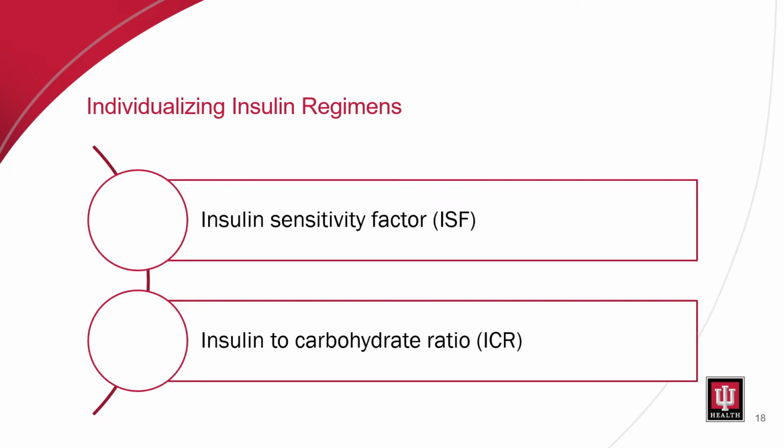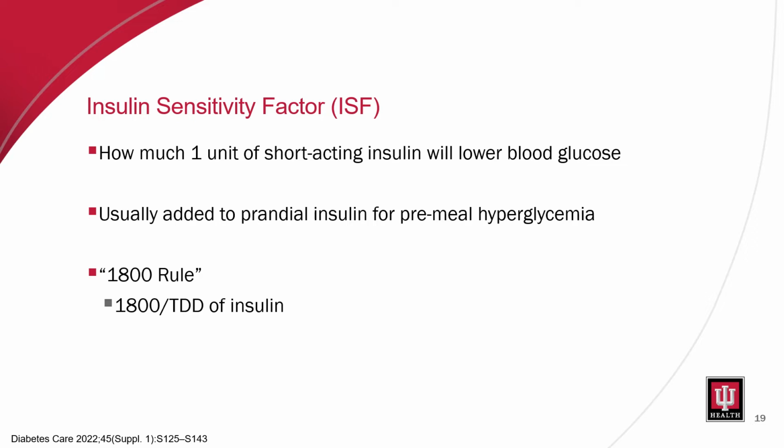We can further individualize our insulin regimens through the insulin sensitivity factor, or ISF, and the insulin to carbohydrate ratio, or ICR. Our insulin sensitivity factor, ISF, is a measurement of how much 1 unit of short-acting insulin is expected to lower blood glucose. This is typically added to prandial insulin for premeal hyperglycemia. We can do this certainly by administering 1 unit of short-acting insulin, taking a blood glucose before the administration, and then a blood glucose 1 to 2 hours after. But that's quite tedious for patients. So often we do not do this.